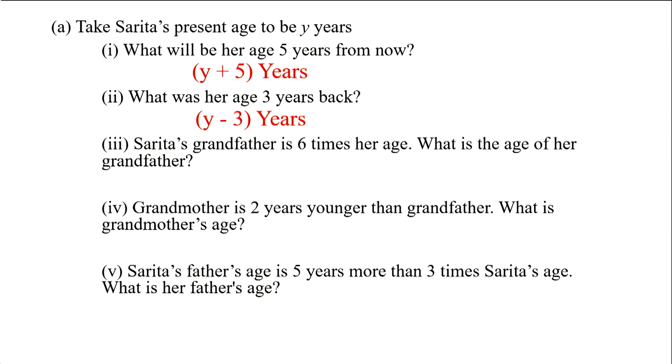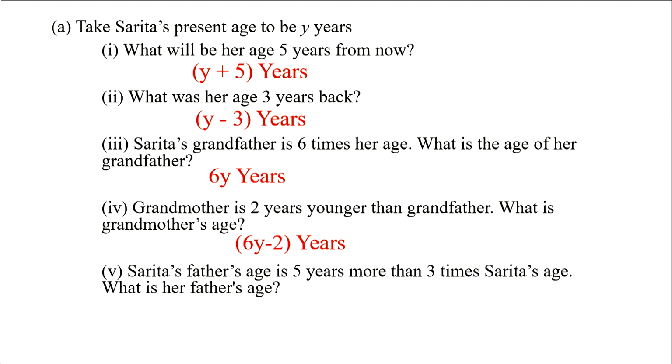Sarita's grandfather is 6 times her age. That means grandfather's age is 6 times Sarita's age. That can be written as 6y years. Grandmother is 2 years younger than grandfather, so what is her grandmother's age? It is 6y minus 2 years. Grandmother is 2 years younger than grandfather, that is why it becomes 6y minus 2 years.